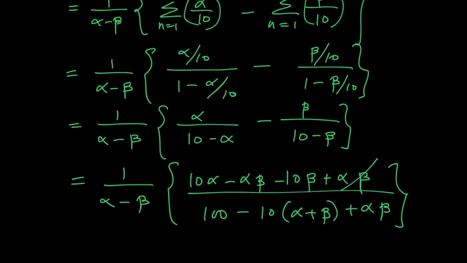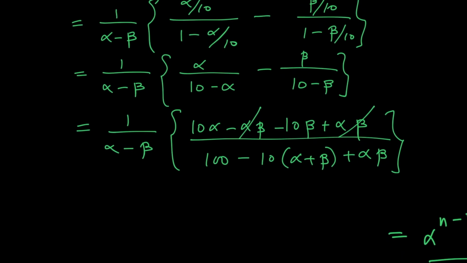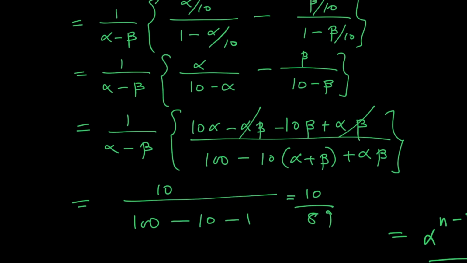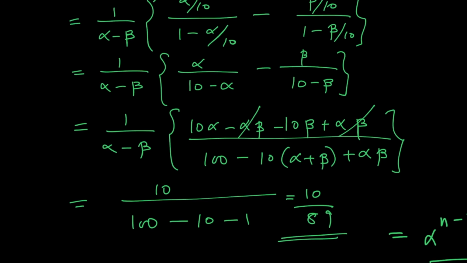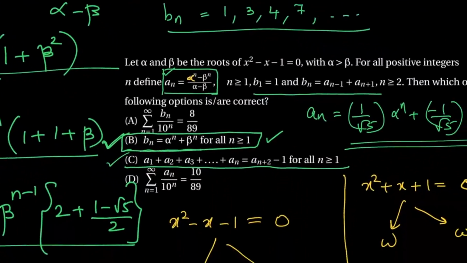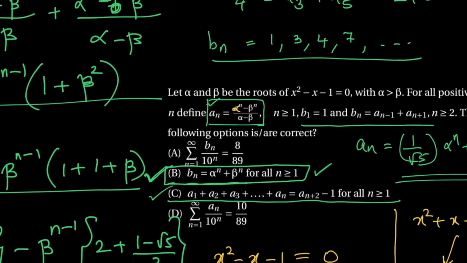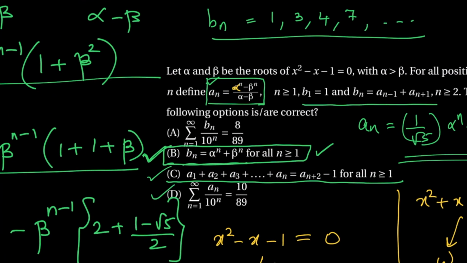So alpha beta gets cancelled. In the numerator we have 10 times alpha minus beta, which gets cancelled with the denominator. So we have 10 divided by 100 minus 10 minus 1, which is 10 divided by 89. So that answer is 10 divided by 89. Now let's check that option. So this answer is correct.